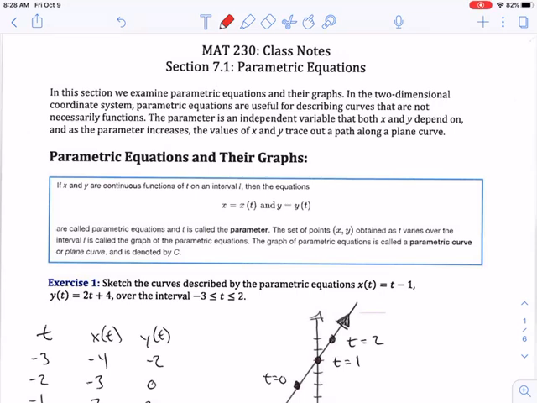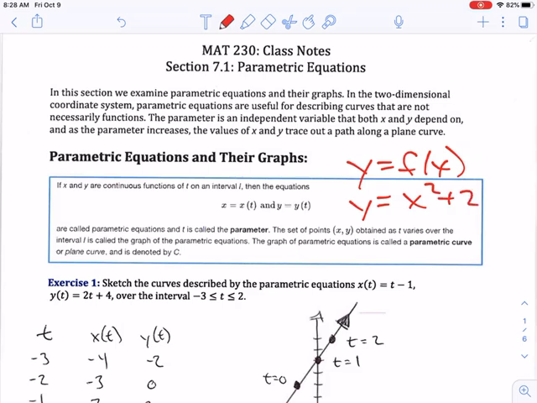In this video, I'm going to introduce the concept of parametric equations. So far in your mathematical careers, you have been exposed to functions such as y is equal to some function of x. An example of this would be a quadratic equation such as y equals x squared plus 2.